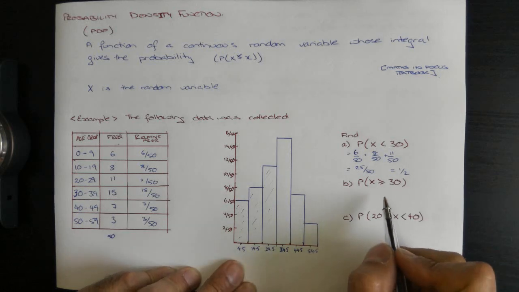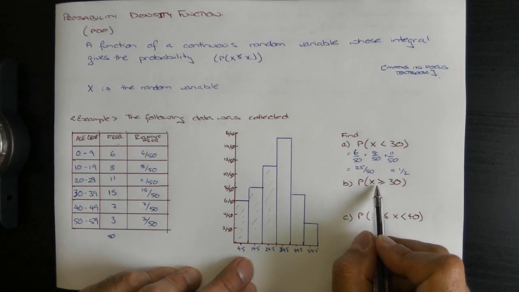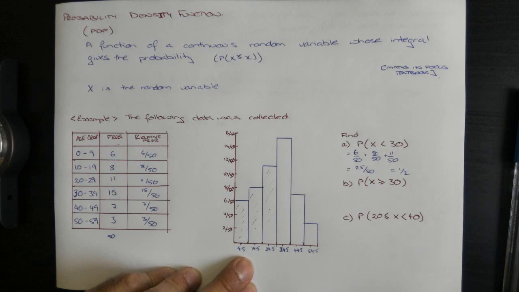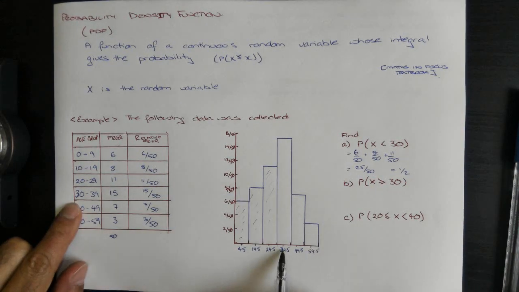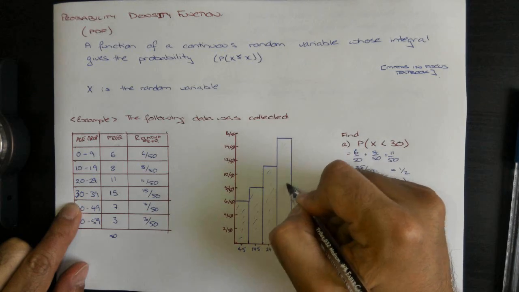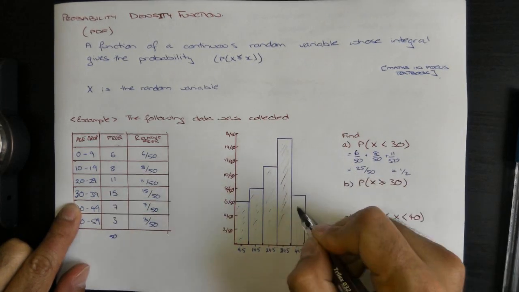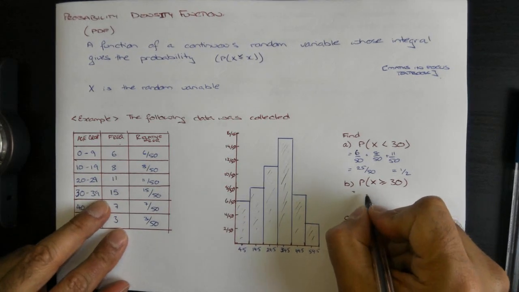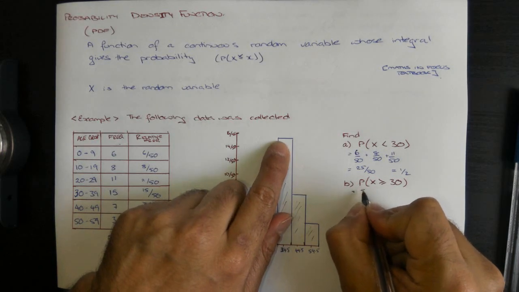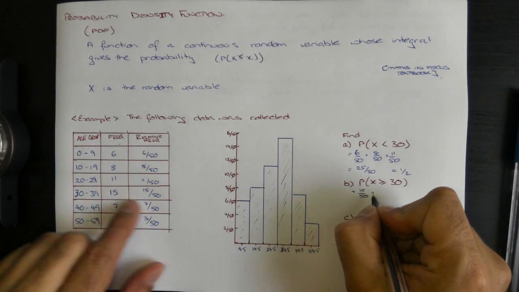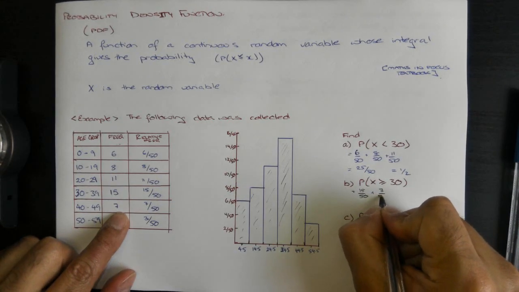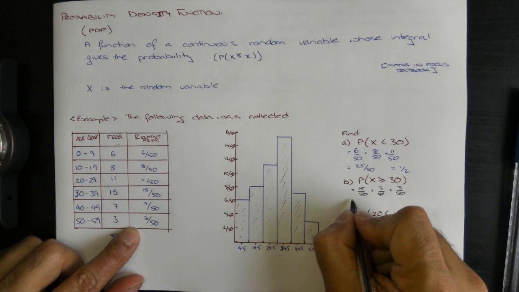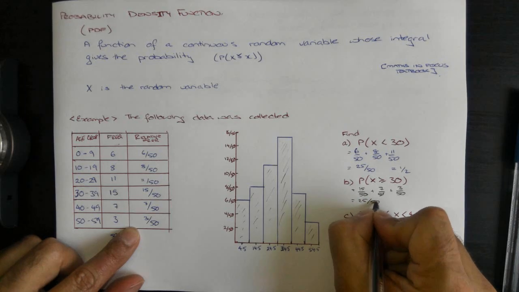Now, if I wanted the probability of the random variable being larger than 30, that would include this one, this one, and this, the sum of those ones. Reading off the column, I've got 15 over 50 plus 3 over 50, so 25 over 50. Once again, this one works out to be a half as well.